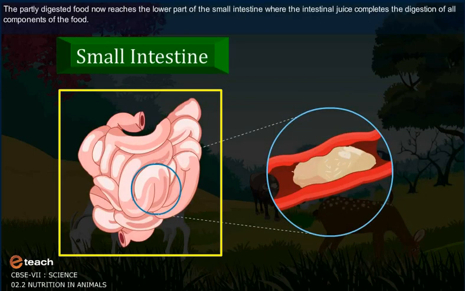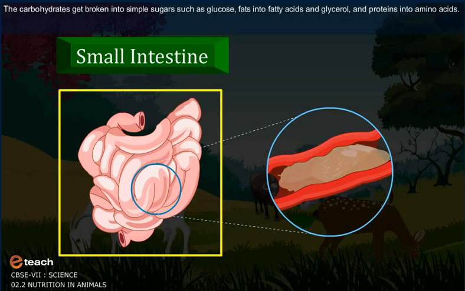The partly digested food now reaches the lower part of the small intestine where the intestinal juice completes the digestion of all components of the food. The carbohydrates get broken into simple sugars such as glucose, fats into fatty acids and glycerol, and proteins into amino acids.